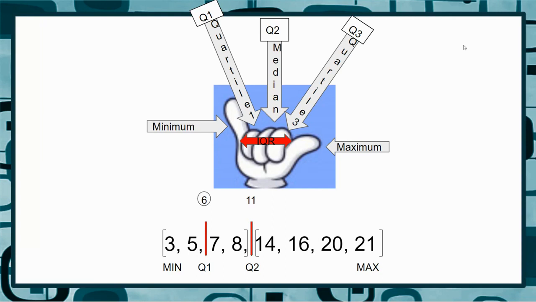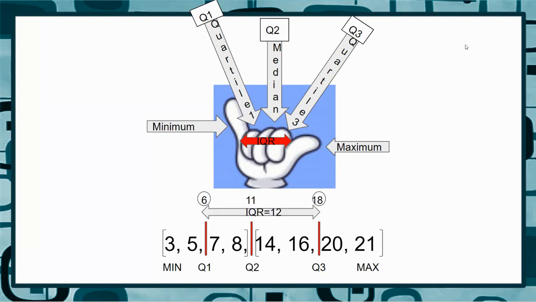Next, we're going to look at the second half of the data set, 14, 16, 20, and 21. The two middle numbers in the second half of the data set are 16 and 20, and the value between those is 18. You may think of that on a number line, 16, 17, 18, 19, and 20, or 16 plus 20 is 36, and 36 divided by 2 is 18.